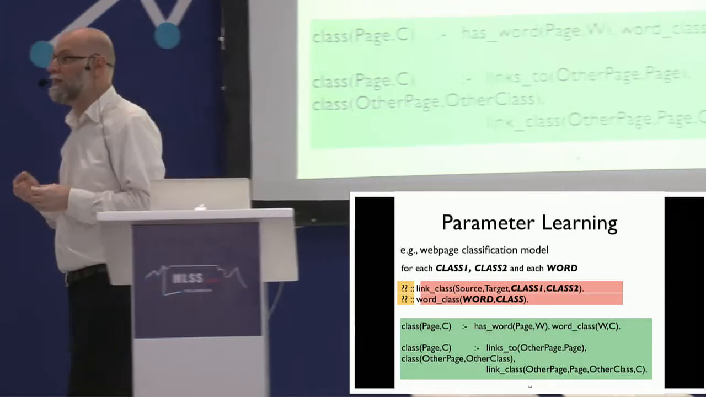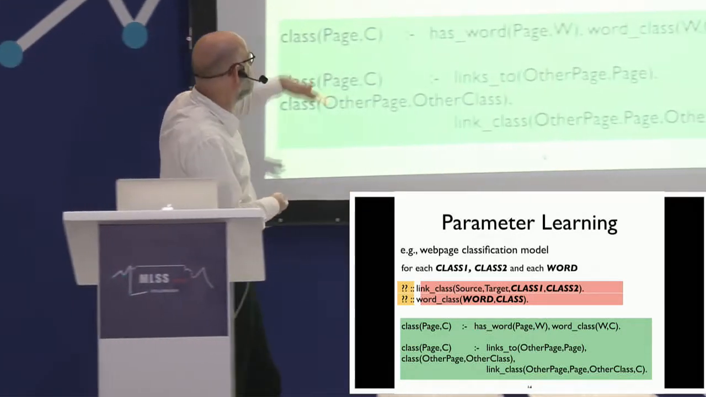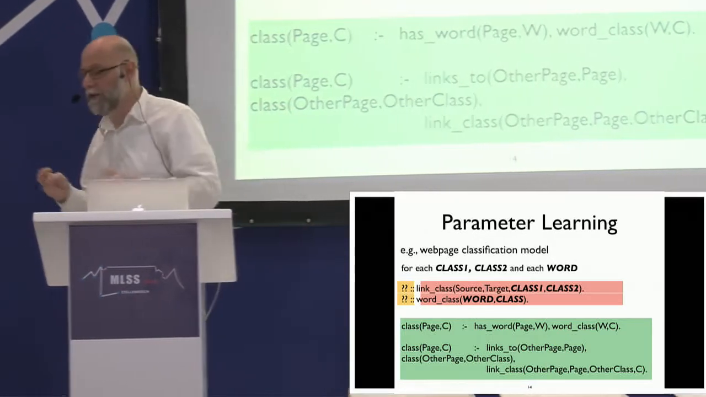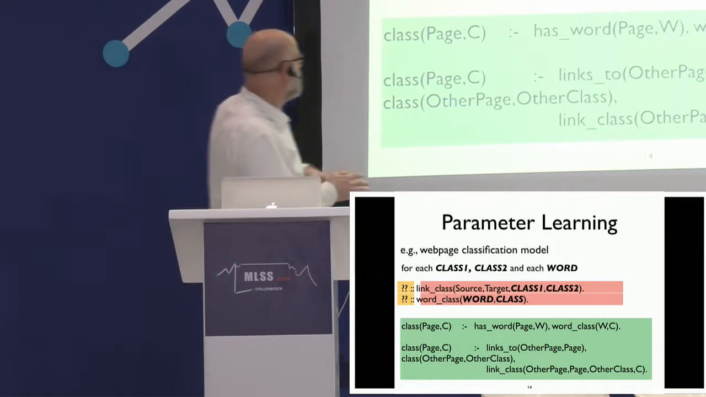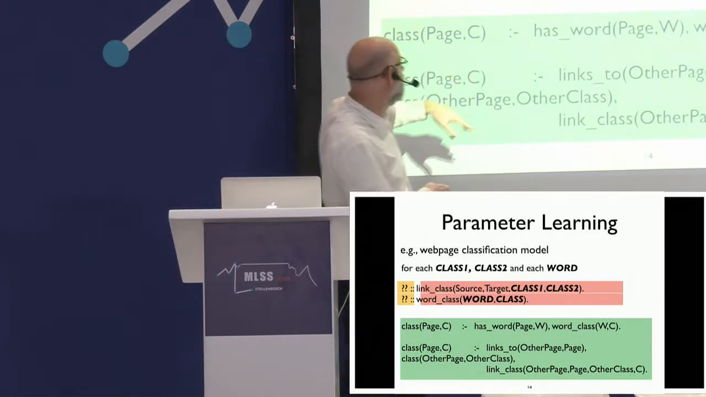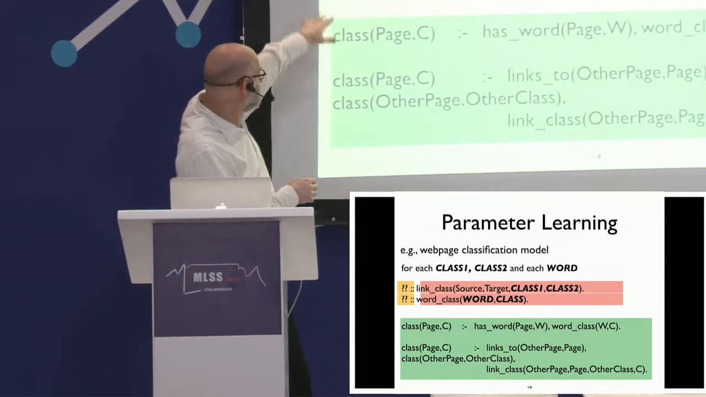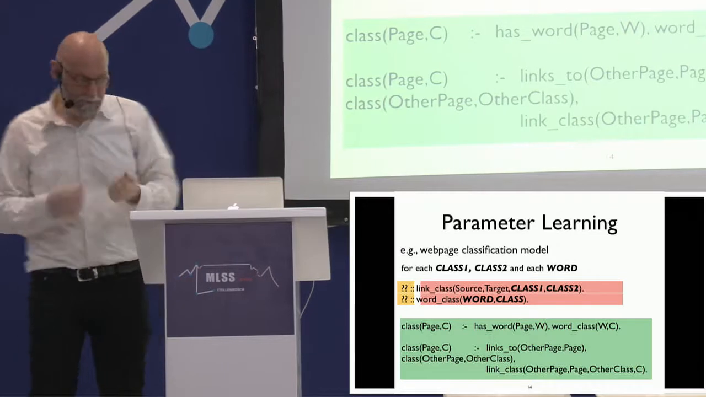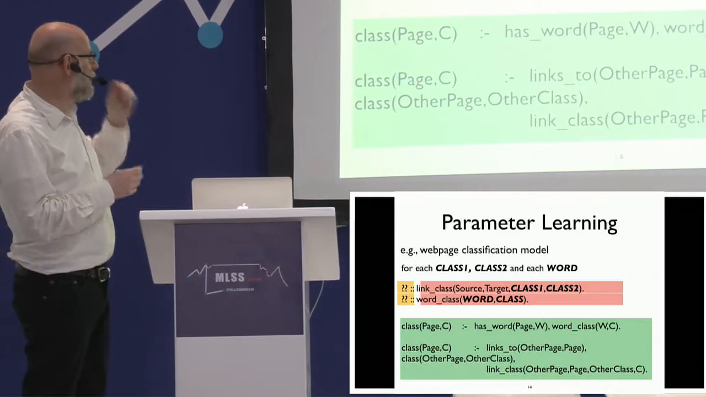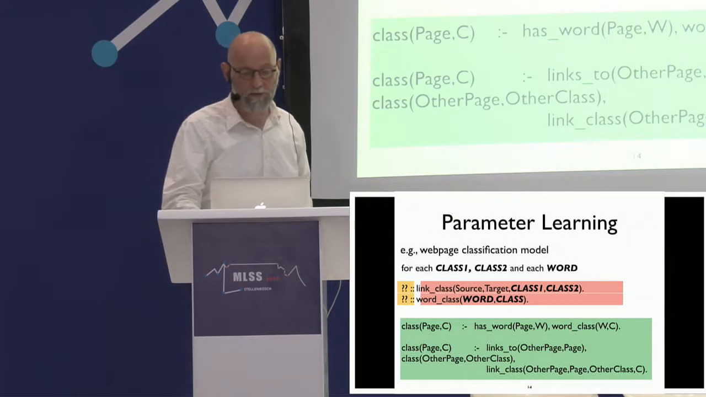And so the question is, can we estimate these parameters from data? Here you see a little example. It's an old example from the WebKB data set where there are some rules that tell you how to classify pages. It's like the word classes and the link classes that you're going to be using in that. And the question is, can I feed in data now and just estimate the parameters?